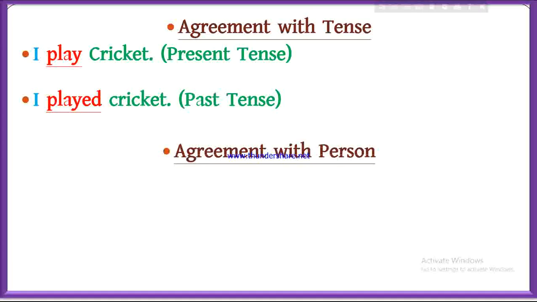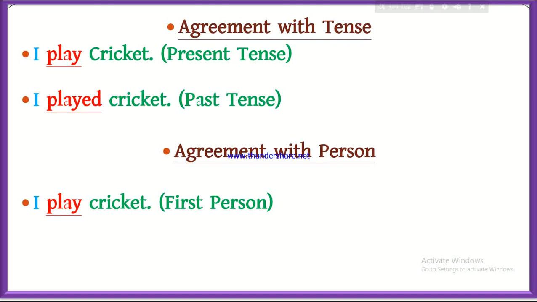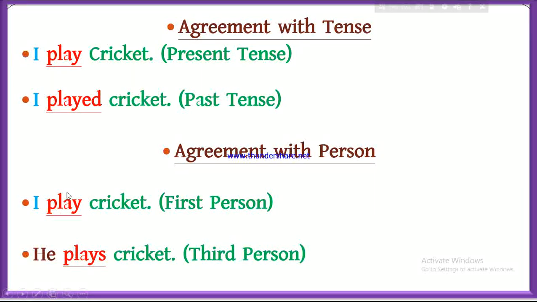Okay, now let us see the agreement with person. Here I play cricket. Here I is the first person. If I change the person, suppose the person is third person, he plays cricket. Here with the changing of the person, the verb play becomes plays. So we can also say that a verb has agreement with person. That means if the person changes, the verb also changes.